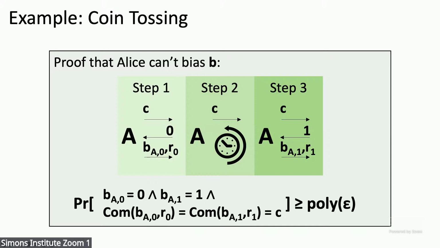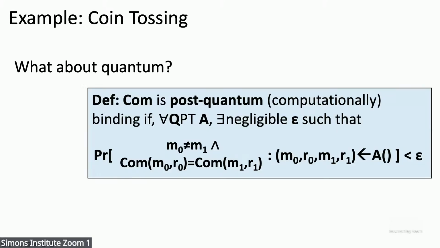Okay, and now this is a contradiction, because look at what Alice achieved here. She opened her C to two different messages, which violated the security of the commitment. Okay, so that works, and we can prove the security of the coin tossing protocol in this model just based on the computational binding of the commitment. So what happens when we move to quantum?